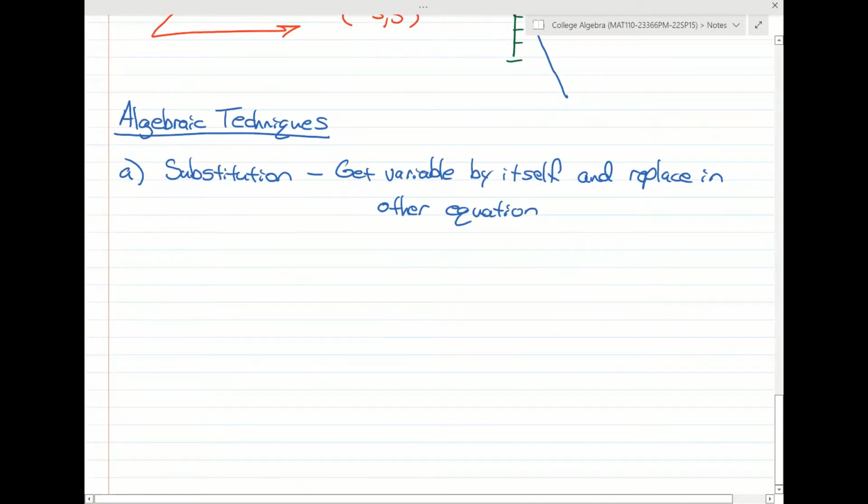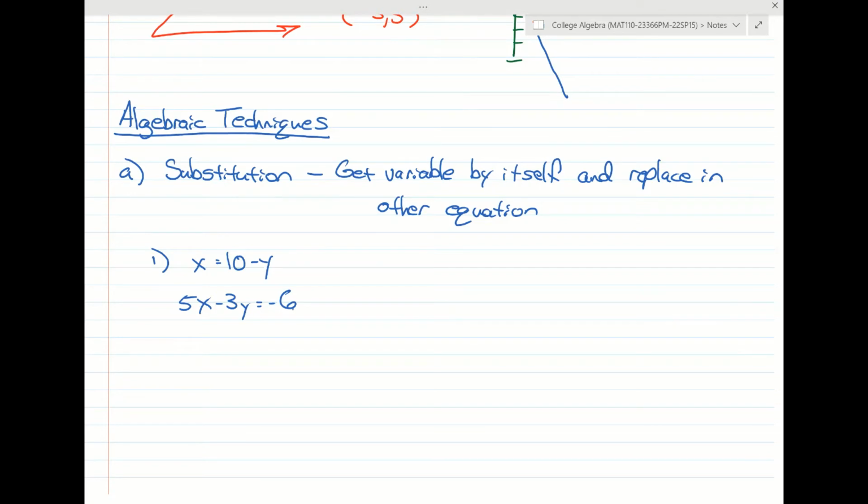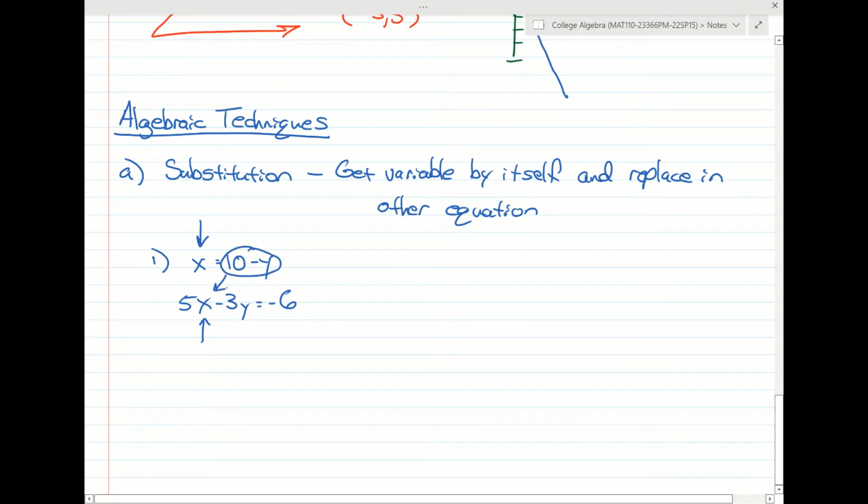Let me show you an example. Say we had a problem where x is equal to 10 minus y, and 5x minus 3y is equal to -6. What substitution means is you get the variable by itself. You see how x is by itself? And we replace it in the other equation. So because that x is by itself, we're going to replace this x with 10 minus y.